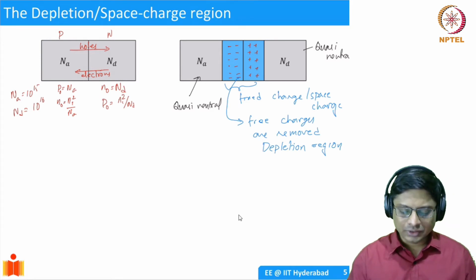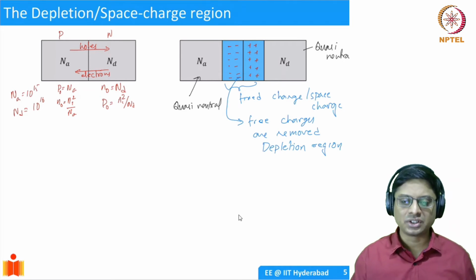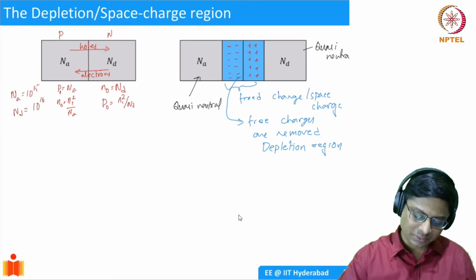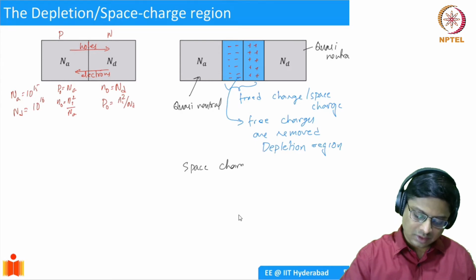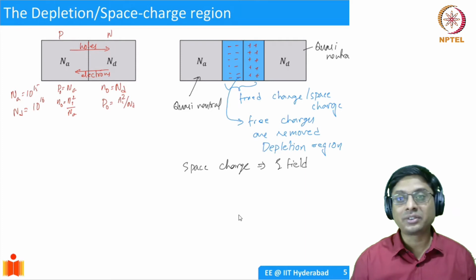All right. So what happens if you have a quasi-neutral region like this? What happens if you have a depletion region like this? So you have a region where you have a positive charge and a region where you have a negative charge. So there is going to be an electric field, because the space charge implies an electric field. What is the direction of this electric field?